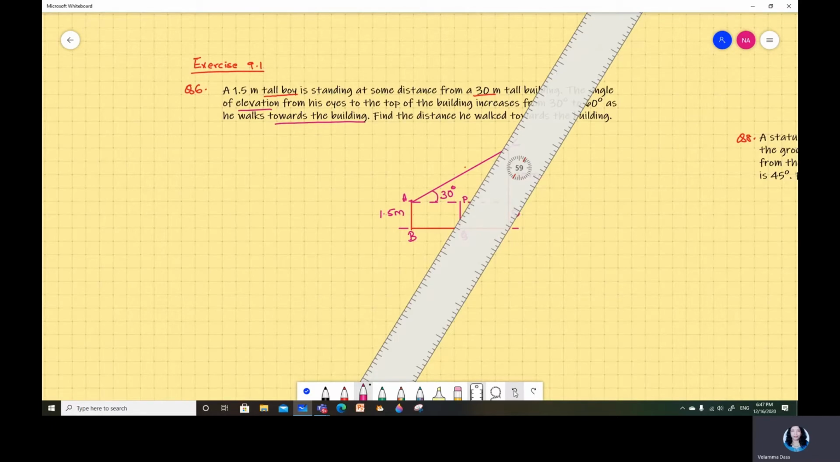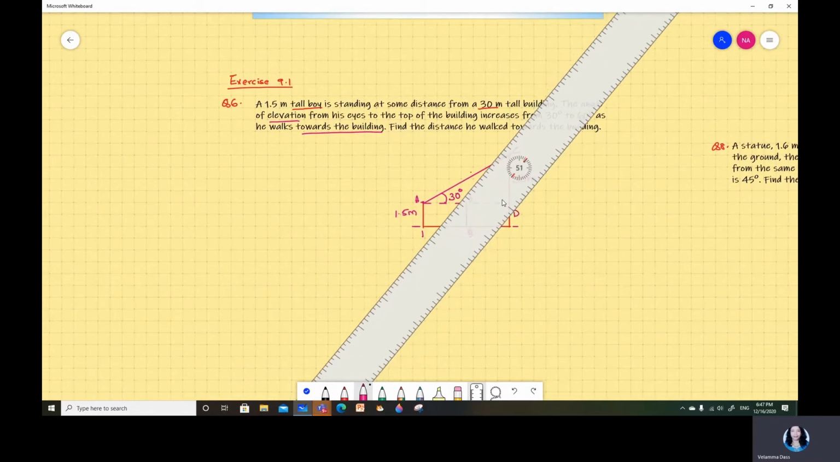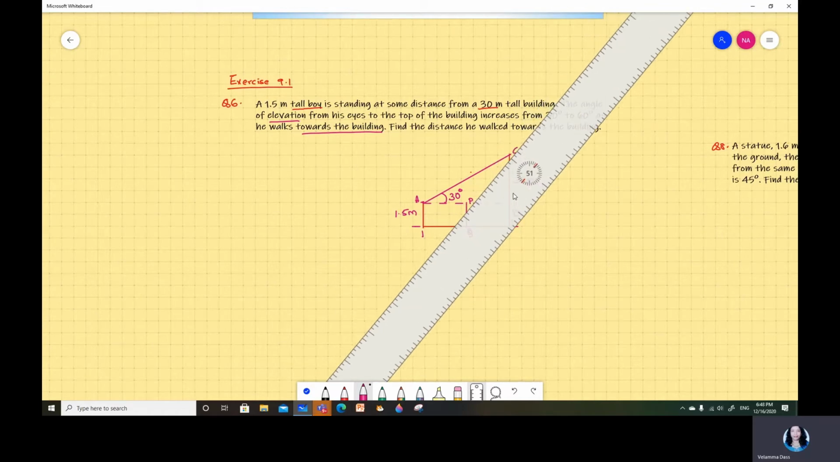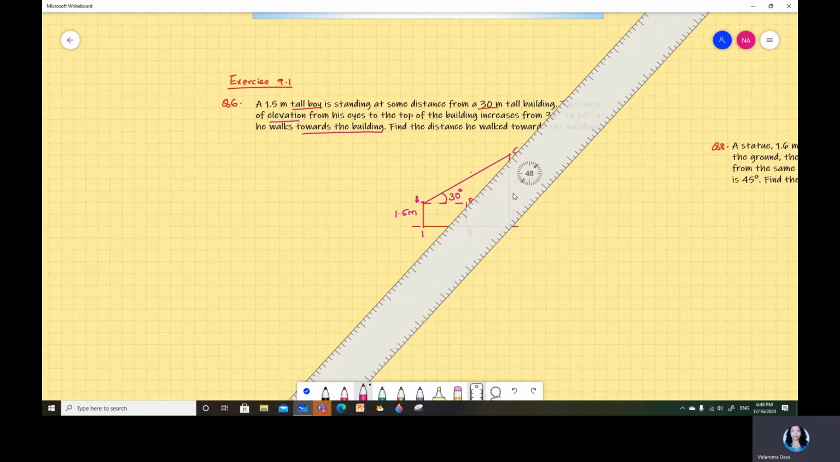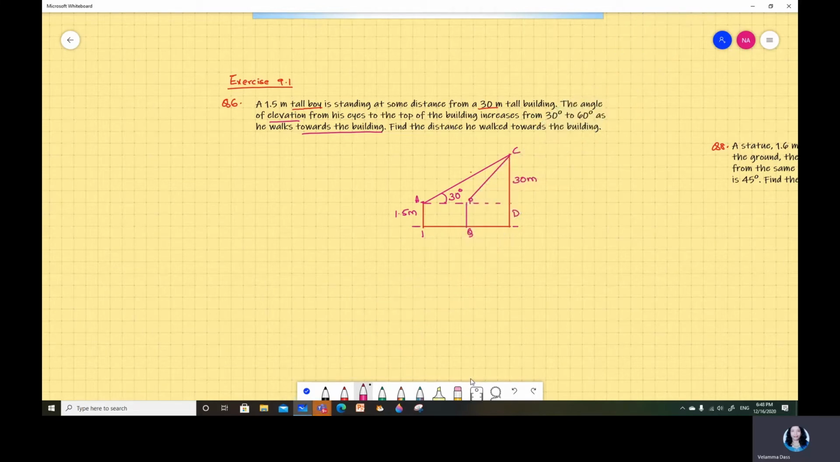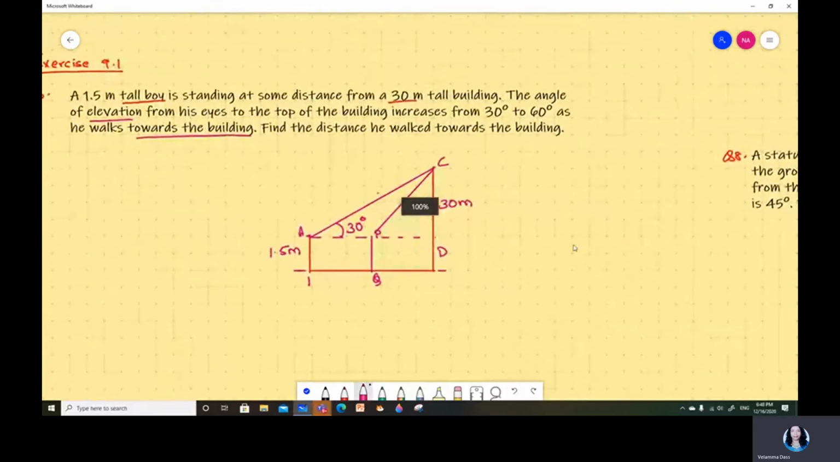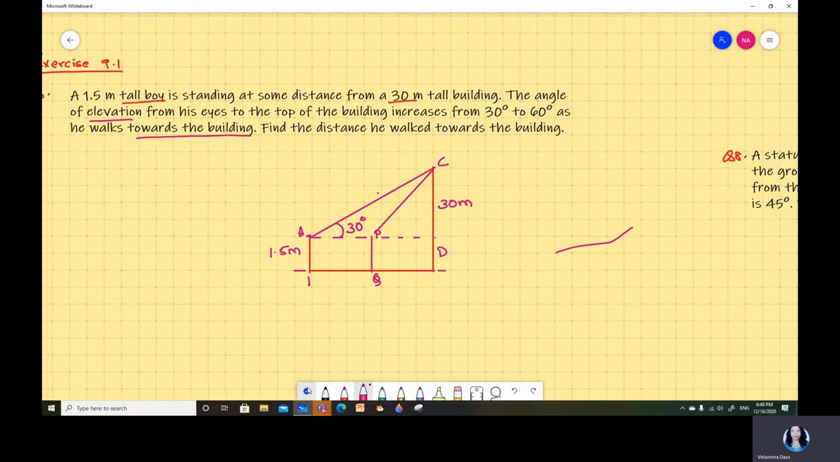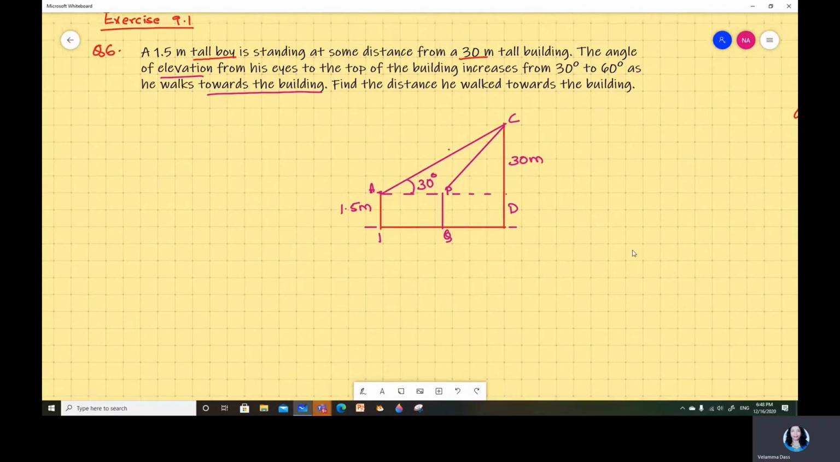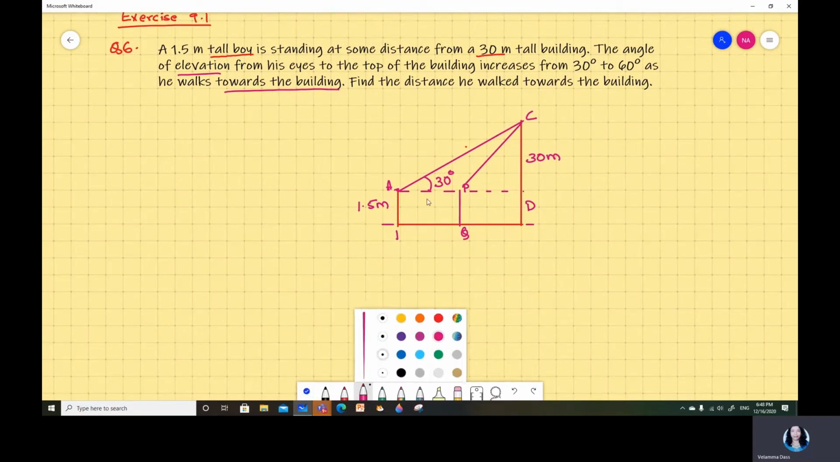Here we can find now this angle of elevation has become 60 degree. Correct? I'll just make it closer. So here we find that the angle of elevation is 60 degree.